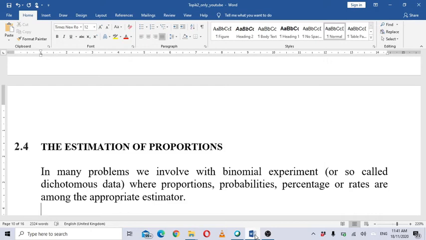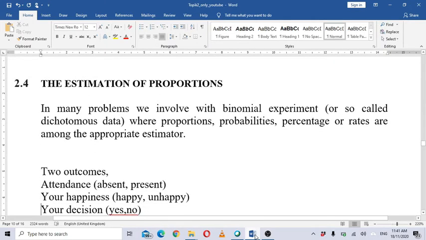In real applications, there are many problems involved with binomial experiments. So what is a binomial experiment? It might have two outcomes, such as attendance: it might be absent, it might be present. Your happiness level may be happy or unhappy. Your decision may be yes or no. If you face these two outcomes, it means you are involved with a binomial experiment.